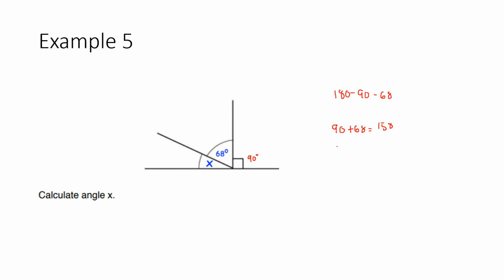which gives you a value of 158, and then you know that a half turn is equal to 180, so 180 take away 158, which gives you a value of 22. So therefore x is equal to 22 degrees.